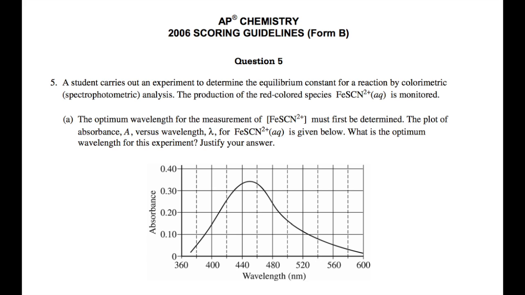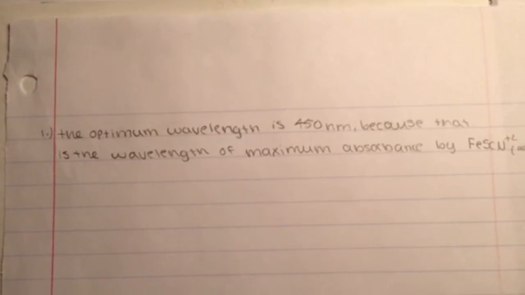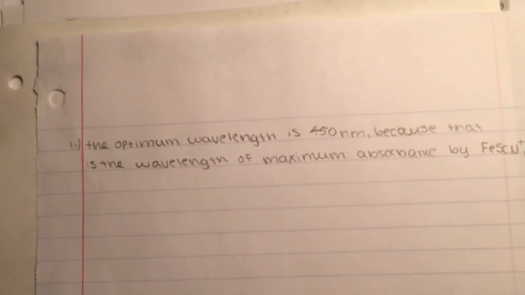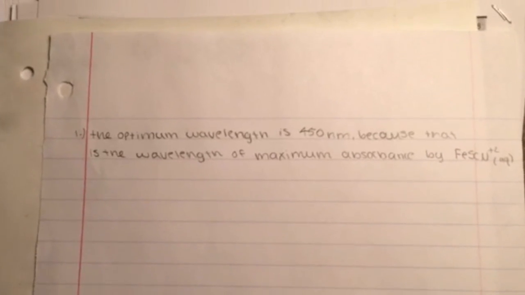Part A says the optimum wavelength for the measurement of FeSCN must first be determined. The plot of absorbance A versus wavelength for FeSCN is given below. What is the optimum wavelength for this experiment? Justify your answer. So, looking at the chart, I put that the optimum wavelength is 450 nanometers, because when you look at the chart, that is the peak, where it gets the highest before it starts to go down. So that is the maximum absorbance by FeSCN.